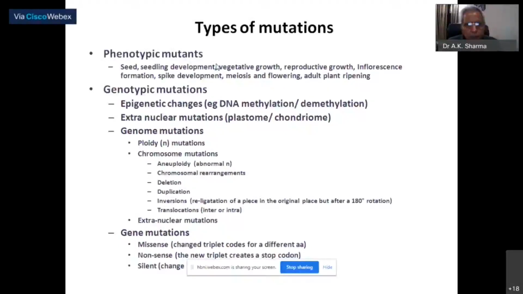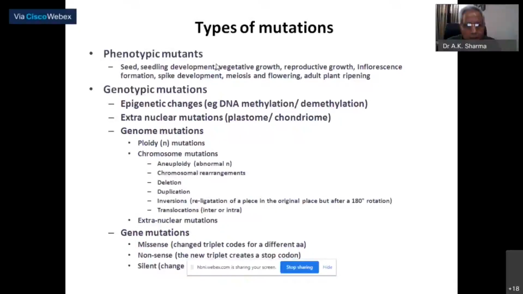Now, gene mutations, when they happen, many times can be called missense. That means there is a change in the triplet code, the codons. These are the three nucleotides which govern the amino acid type. There may be more than one codon for a single amino acid. So there may be a change taking place in a triplet codon, but the amino acid is not affected, and this will be called a missense mutation.